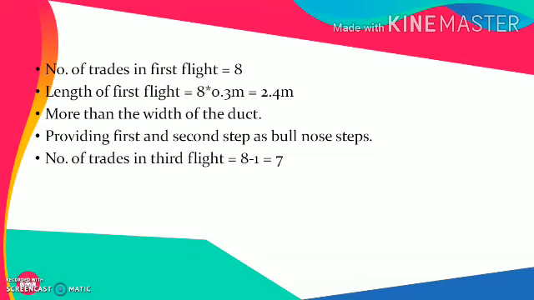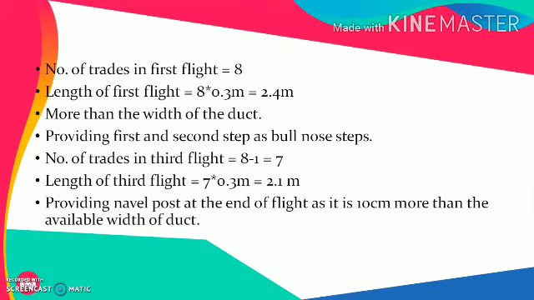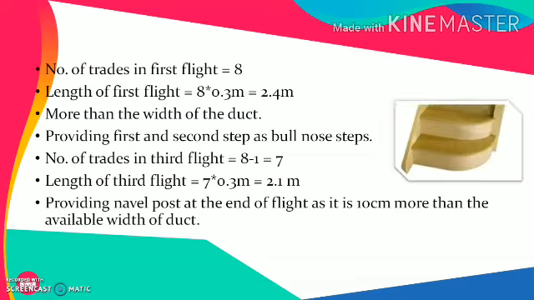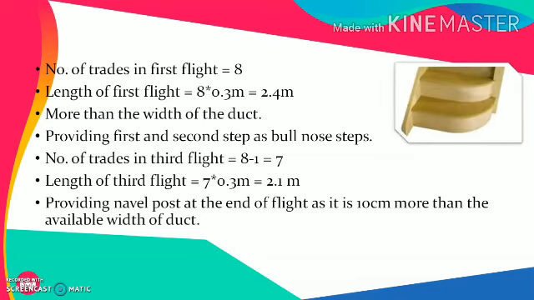These are essential for this kind of situation where the steps are projecting beyond the duct. So the number of treads in the third flight will be 7, so the length of the third flight will be 2.1 meter, and it is the ending of the flight. So we will provide the newel post at the end of the flight, as it is 10 centimeter more than the available width of the duct. This is essential for avoiding any sort of accidents. So this is the figure of the bull nose step, which we will provide as projecting treads.